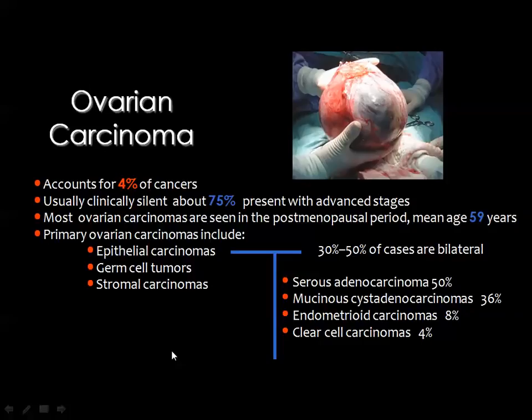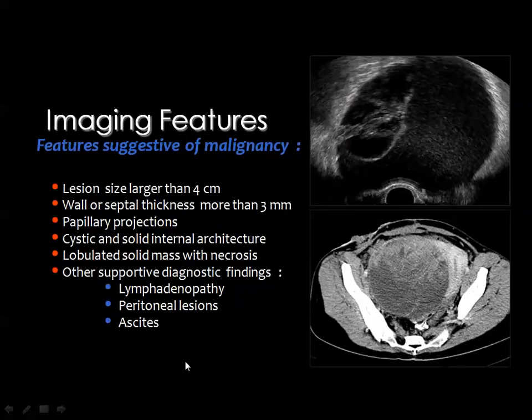The ovarian carcinomas are usually seen in postmenopausal women, and the mean age of presentation is about 59 years of age. The ovarian carcinomas include the epithelial carcinomas, and these also represent about 50% of the lesions, including serous cystadenoma, serous cystadenocarcinoma, mucinous cystadenocarcinoma, endometrioid carcinoma, and clear cell carcinoma. Also, the ovarian malignancies include germ cell tumors and stromal carcinomas.